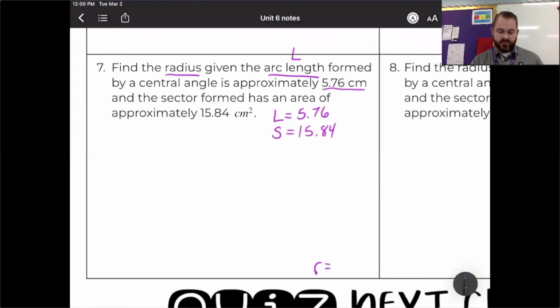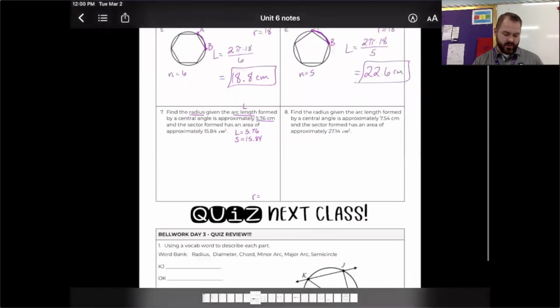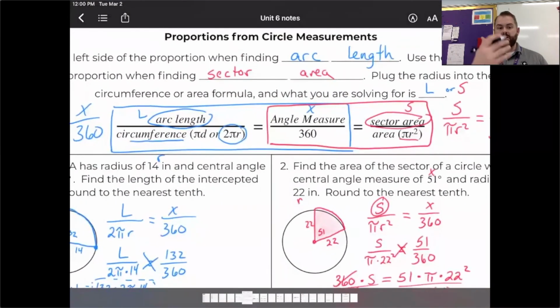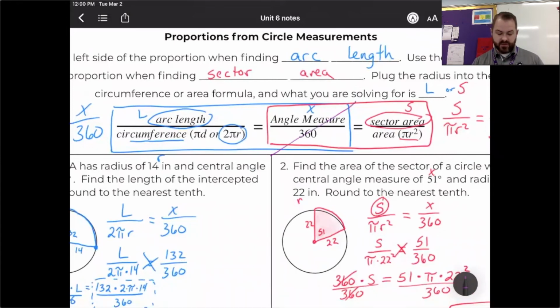I want to review with you and go back to our formulas here. Arc length over circumference equals angle measure over 360 equals sector area over area. Well, guess what? We can eliminate this middle portion and set these two equal to each other. That's kind of confusing to look at, so let me show you what I mean on the other page.